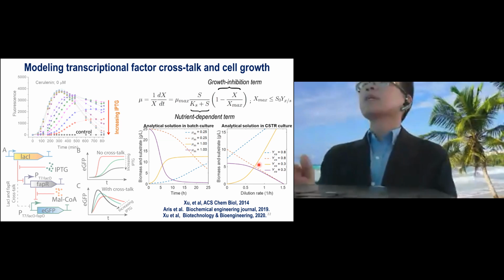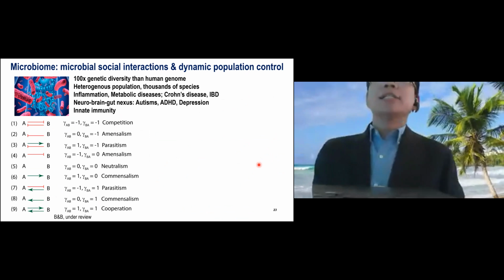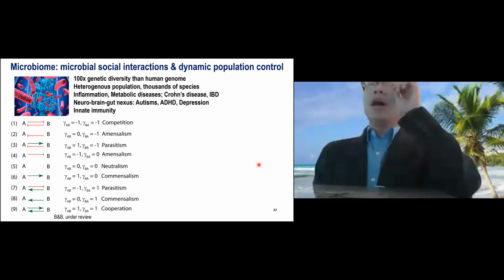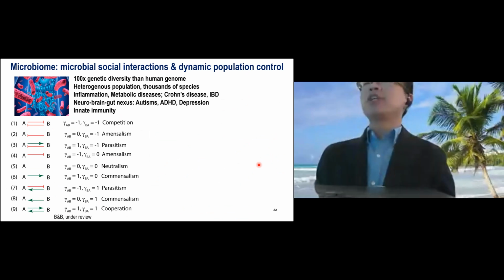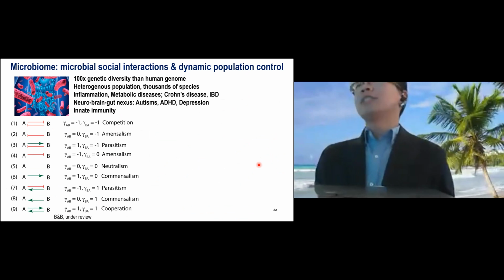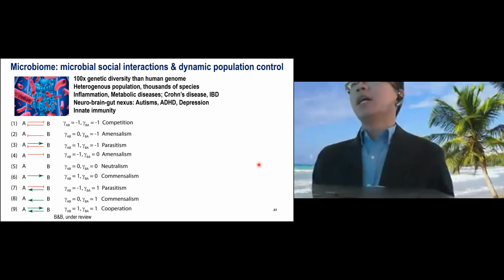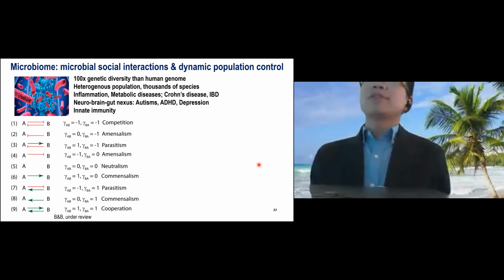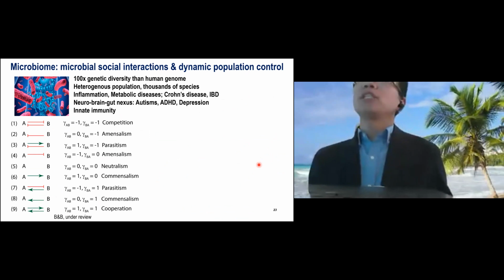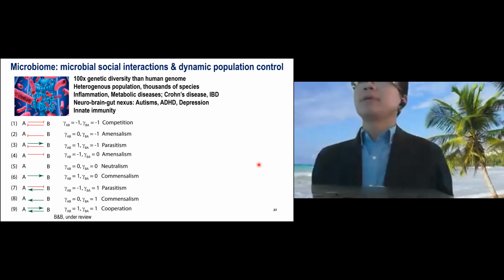So another challenge is that we can look at the microbiome, the human microbiome. People found there's around 100 times more genetic diversity in the human gut system than our genome. Because of the heterogeneous population, there are tens of thousands of species.